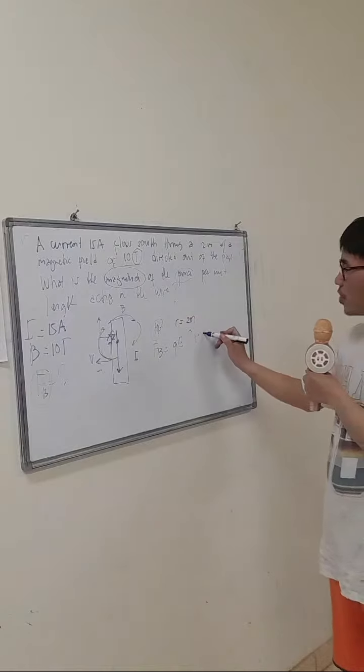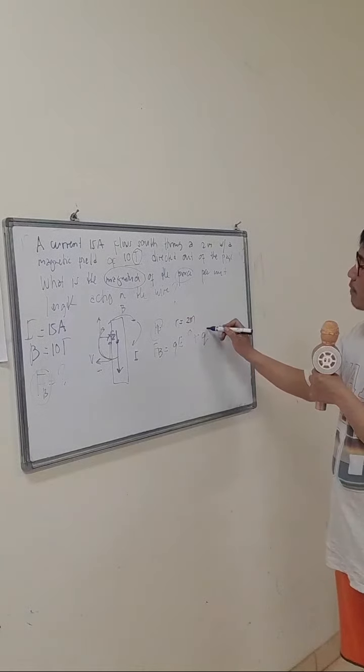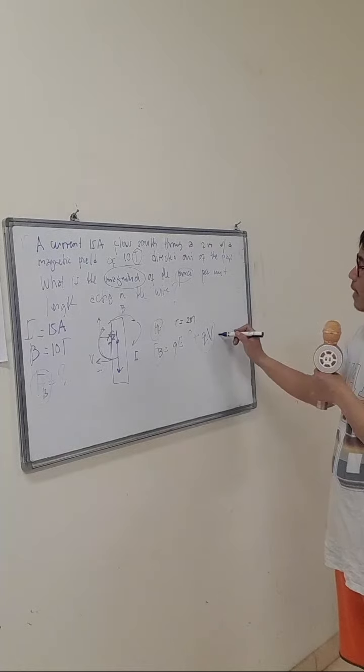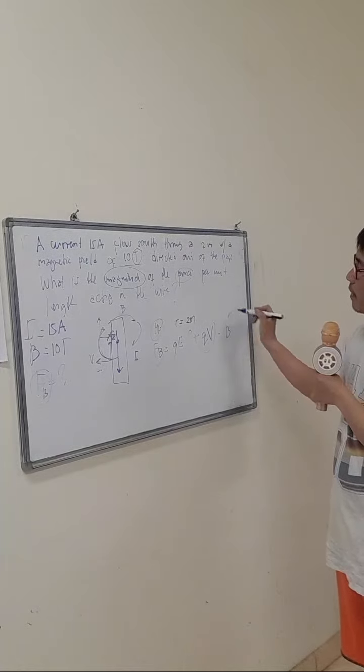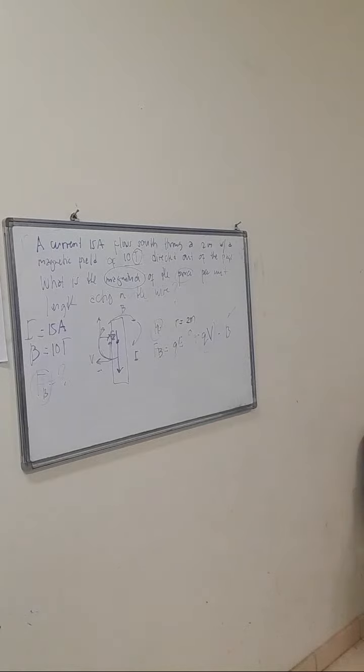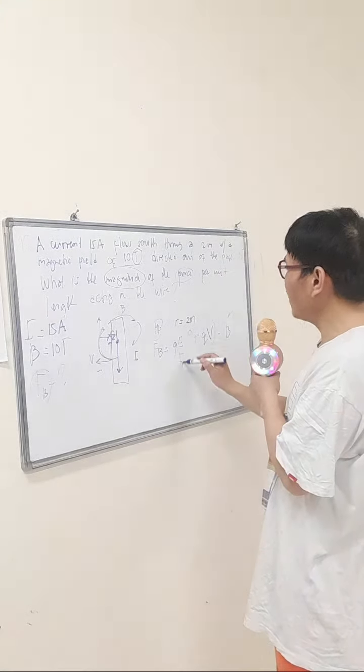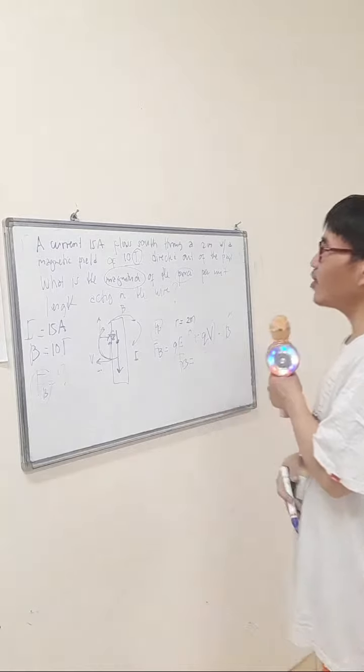And then we have the charge, Q, times V, the velocity, times the magnetic field, B. Okay? Do we have the velocity already? None. So FB is equal to, we have the charge given already.